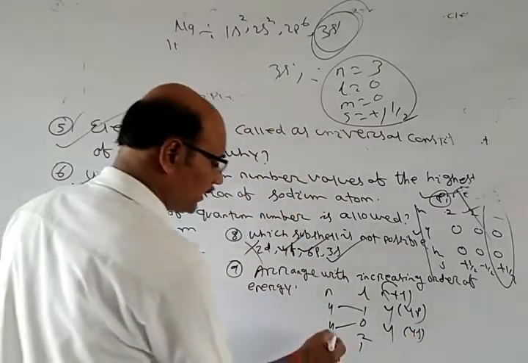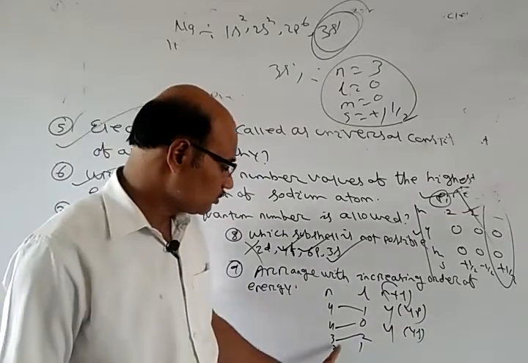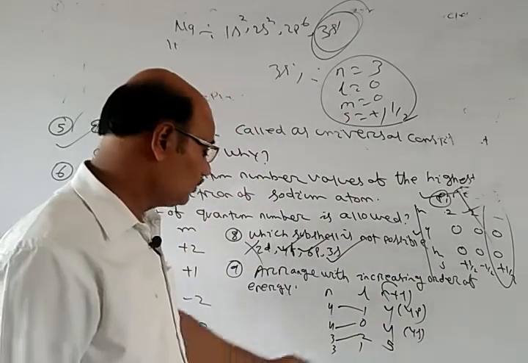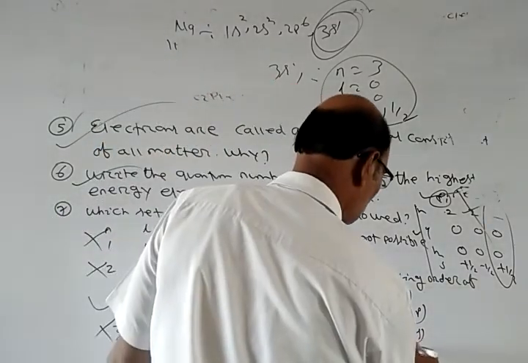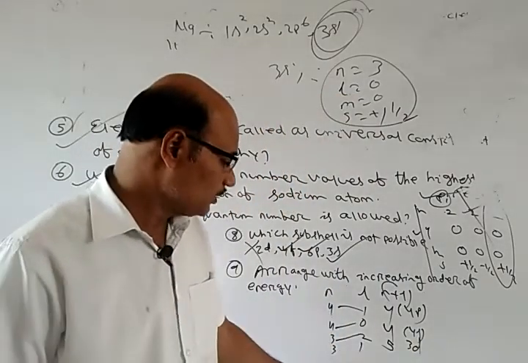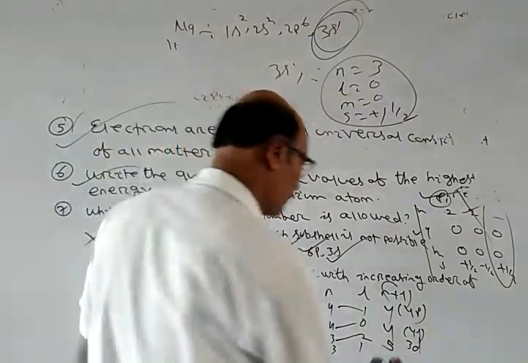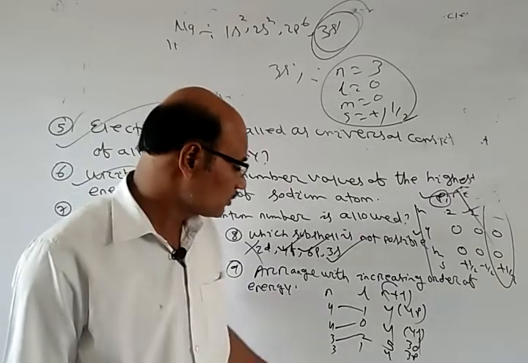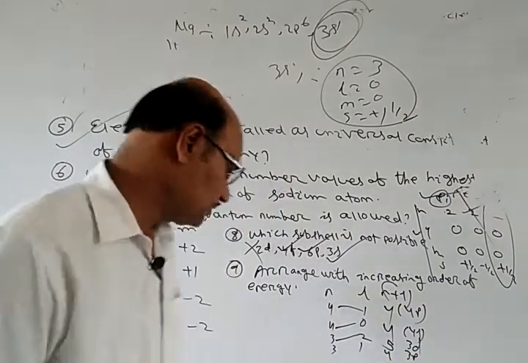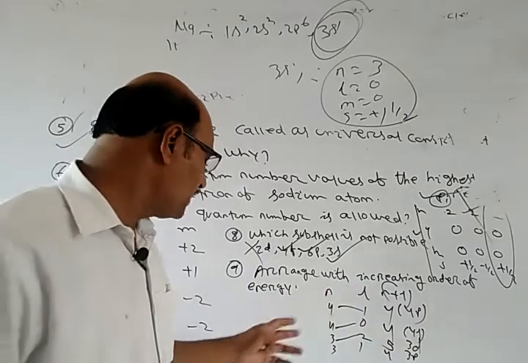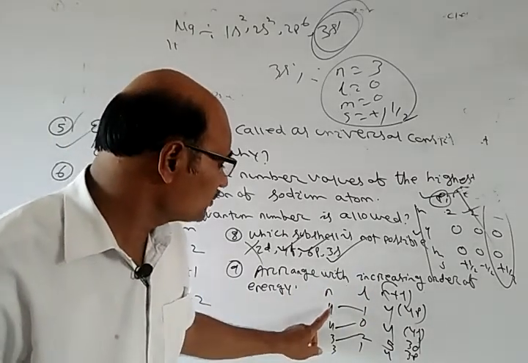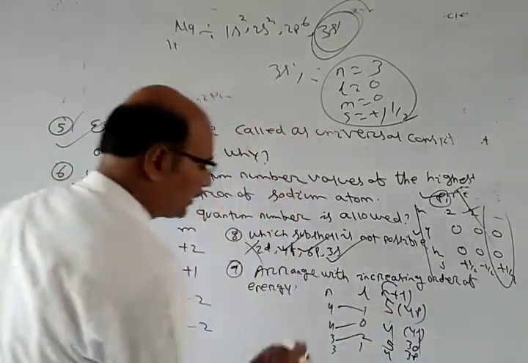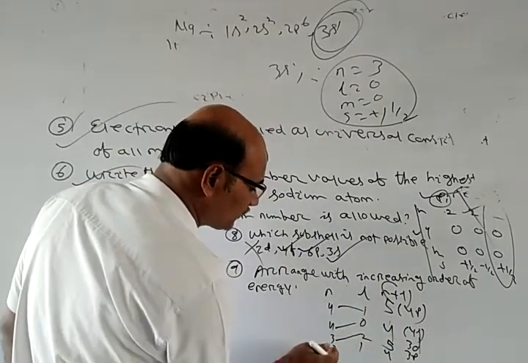Next, n equal to 3, l equal to 2, so 3 plus 2 is 5. This is 3d. Similarly, n equal to 3, l equal to 1, so 3 plus 1 is 4. That is 3p. Now we have to arrange in increasing order of energy. So 4p has n plus l of 5, 4s has 4, 3d has 5 and 3p has 4.